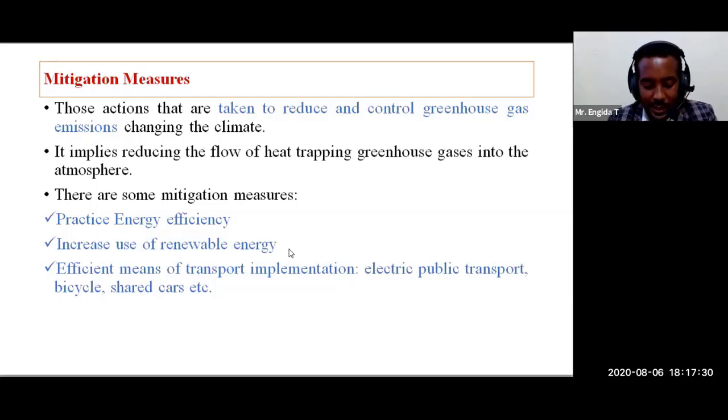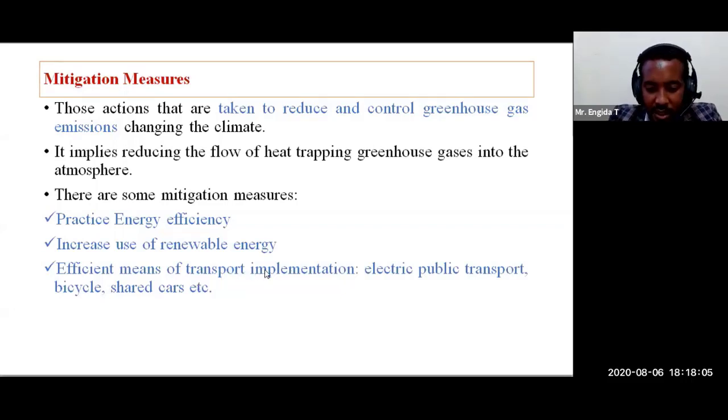So, alternative sources of energy need to be practiced, need to be used. Not only for our home consumption, but also we have to go towards green, environmentally friendly vehicle utilization for transport purposes. Increase the use of renewable energy rather than non-renewable energy sources.